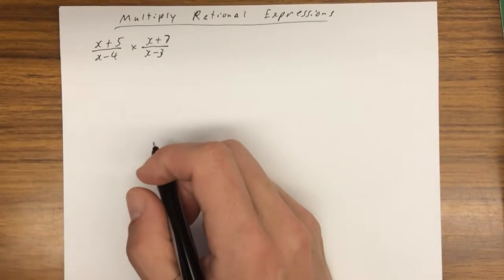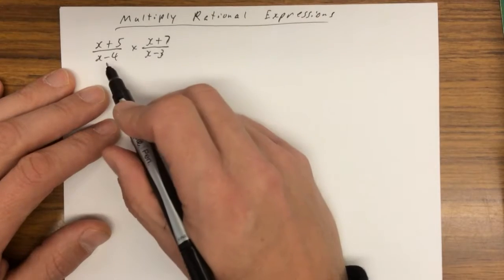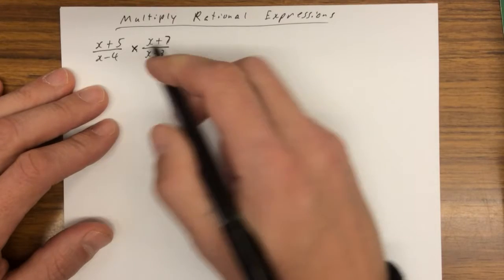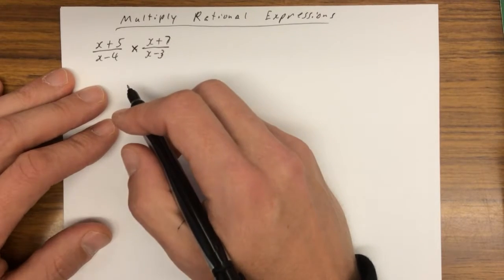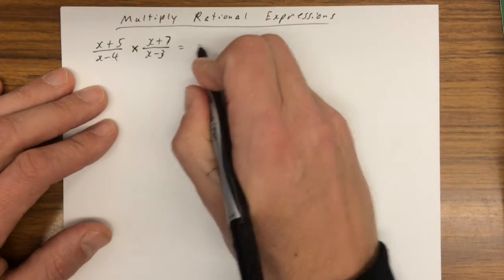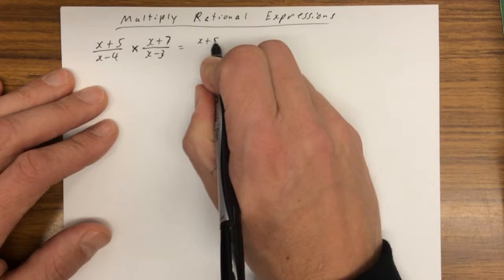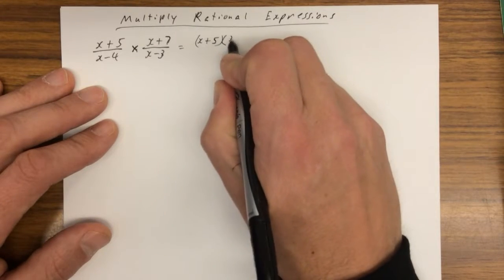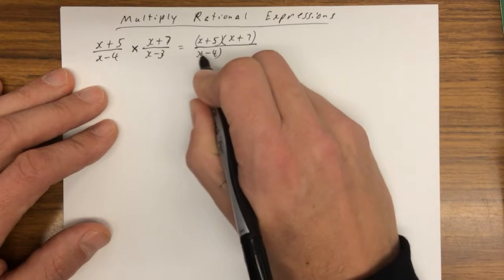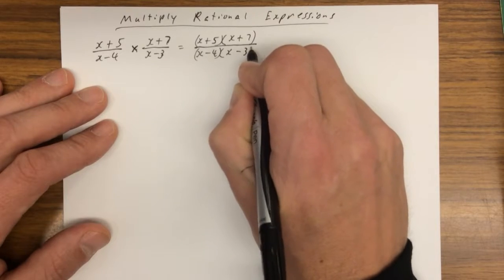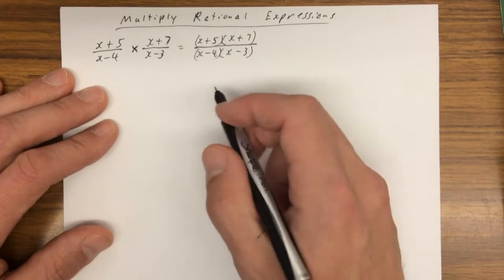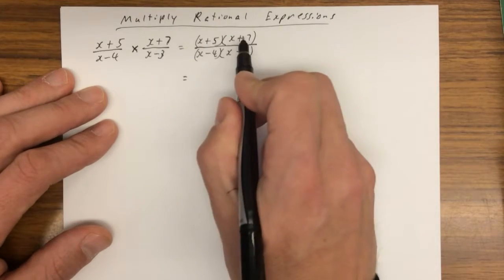All right, multiplying rational expressions. So here are two rational expressions, and if I want to multiply them, then we use the rule for multiplying fractions. Top times top, bottom times bottom. So that simply equals x plus 5, x plus 7 over x minus 4 times x minus 3. And that's basically it, unless you need to expand and simplify, and then you just expand the top.